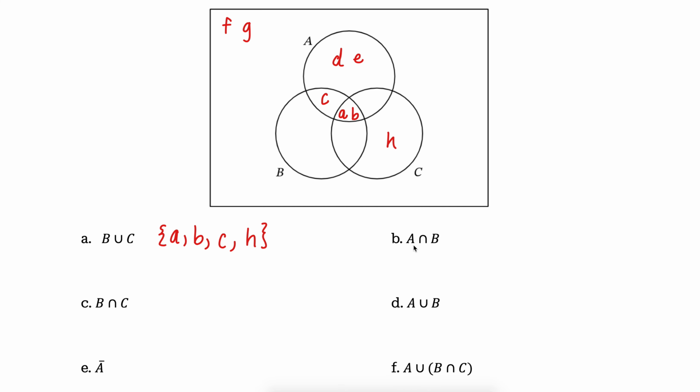Part B is looking at the intersection of sets A and B. So the intersection of sets A and B, that's where they overlap, and they overlap in kind of this football-shaped area here. And the overlap contains the letters A, B, and C. That's what's common to those two sets. Part C is asking for the intersection now between sets B and C. So again, it's this football-shaped space between sets B and C, and that contains simply the letters A and B.